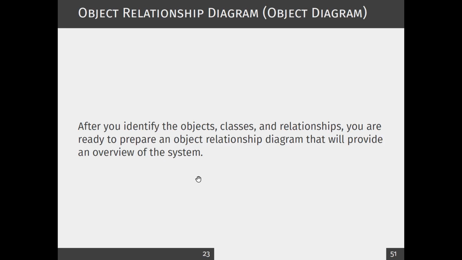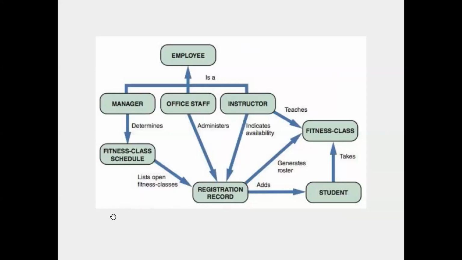Right, now let's identify the object classes relationship, and this is called an object model. In this example, what you see is an object model. All these are considered objects, but there are special cases. For example, the manager, office staff, and instructor are equally important to the employee.